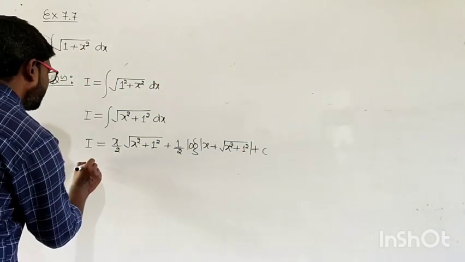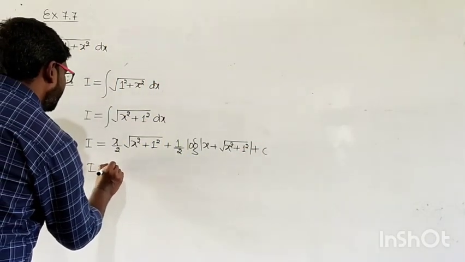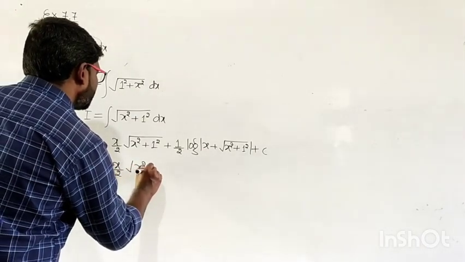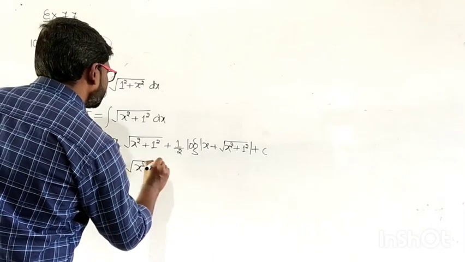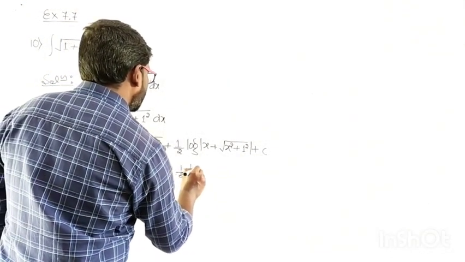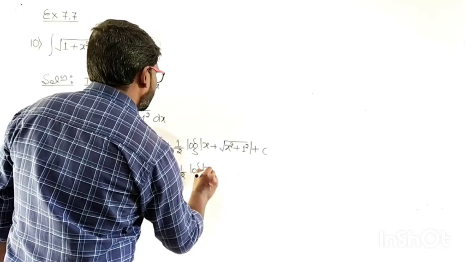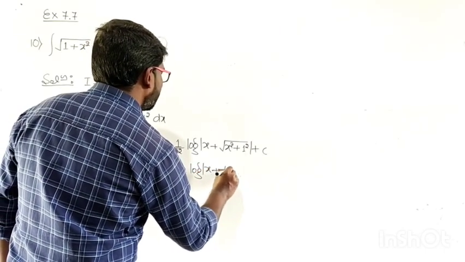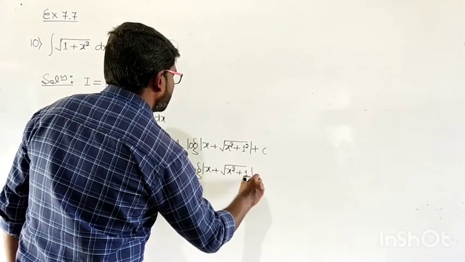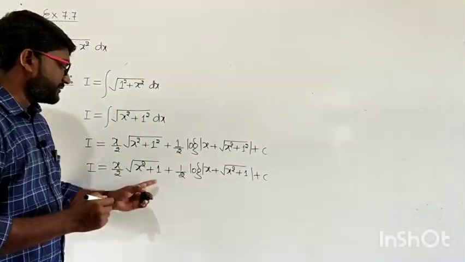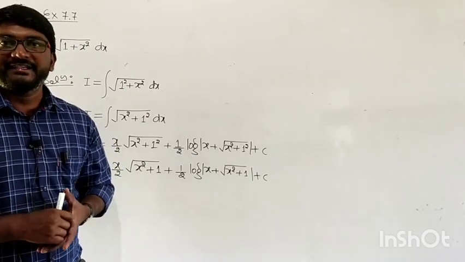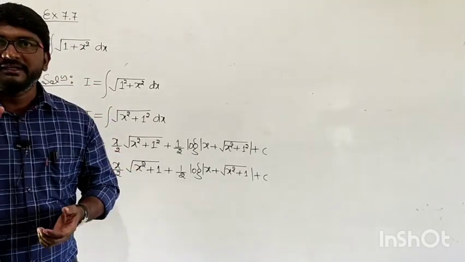So in the next step, I is equal to x by 2 square root of x square plus 1, square will be 1. Then plus 1 by 2 log mod x plus square root of x square plus 1 mod complete plus c, and here x square plus 1 can also be written as 1 plus x square. So this is all about the 10th problem.